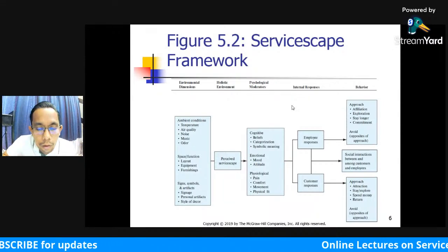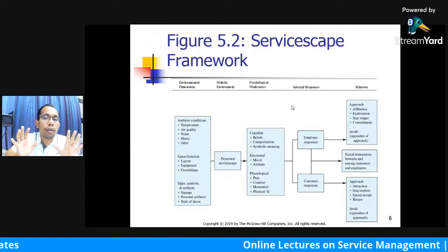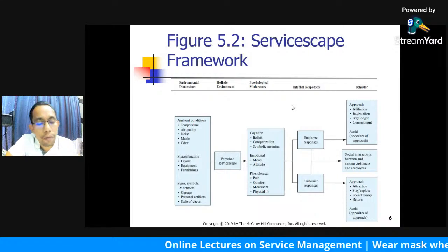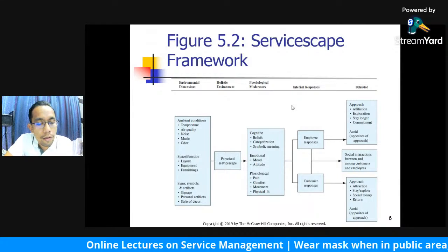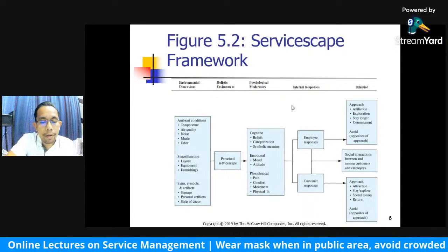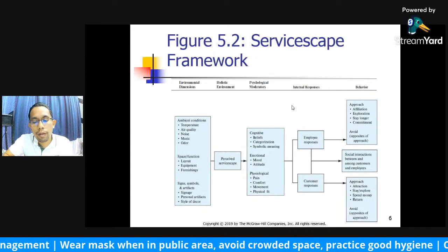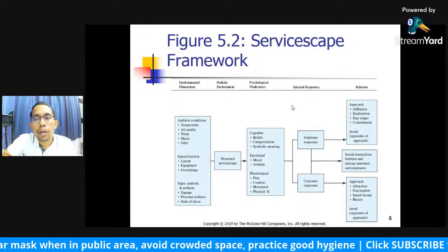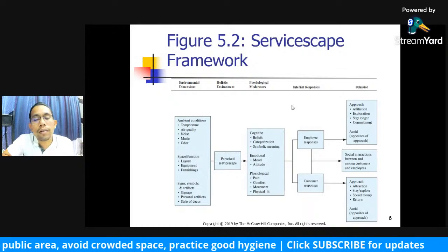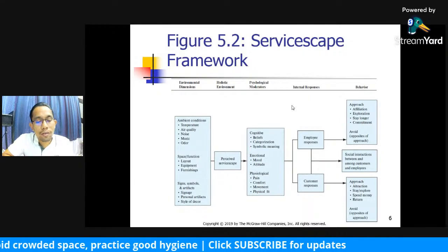Okay, this is a framework adopted from Bitner, published a long time ago, in 1992, but still used in our study.